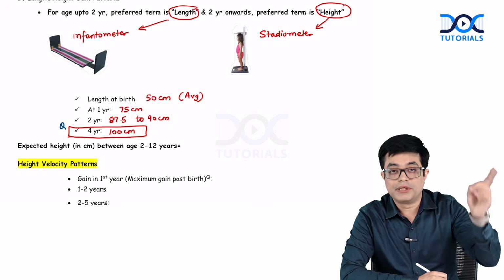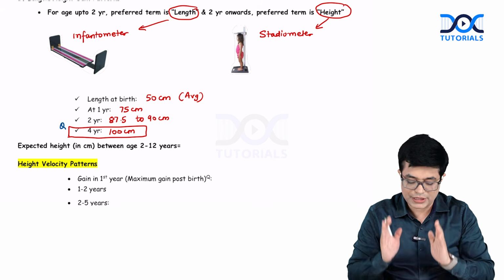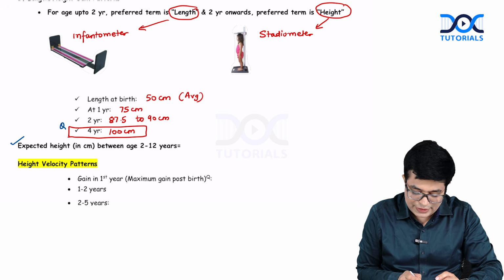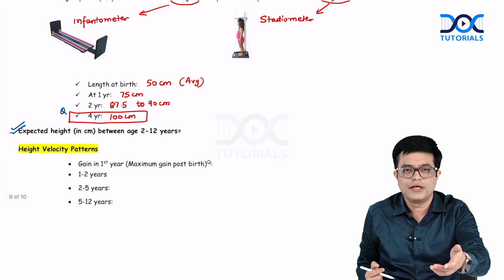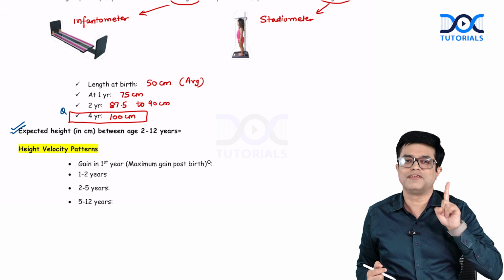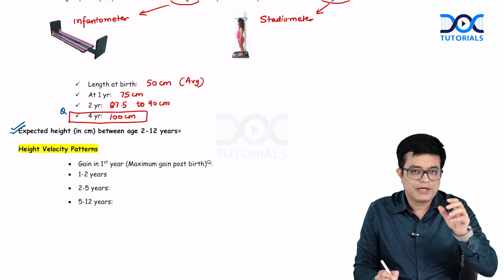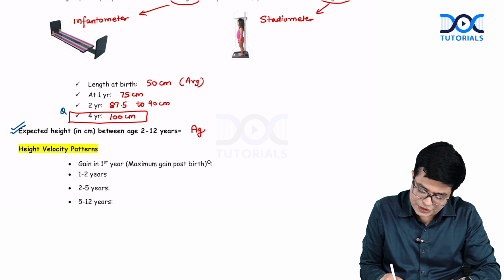See, doubling of birth weight happens at 5 months, but doubling of birth length happens at what age? It happens at 4 years of age, right? And what is the expected height in centimeters between the age of 2 to 12 years? Suppose you get a 5-year-old child, 6-year-old child. So there is a Week's formula here also, but a single Week's formula, thankfully. The formula says, if there is a child between 2 to 12 years, expected ideal height can be calculated by the formula age in years multiplied by 6 plus 77.